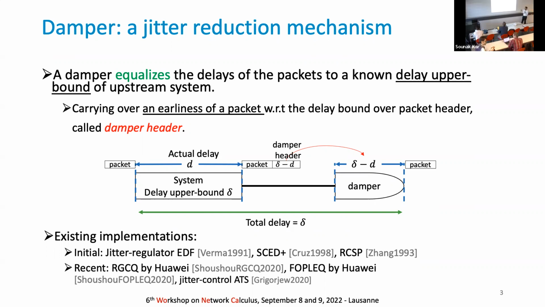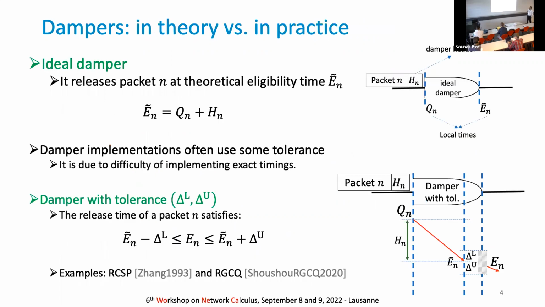The original proposal of the damper was with the work of Verma and SCED+ of Cruz, and RCSP of Zhang. But recently, with Huawei and the patents that they have with RGCQ and FOPLEC, and also the proposal of a combination of jitter mechanisms with ATS, the analysis becomes more interesting. And that's why we would like to recap that.